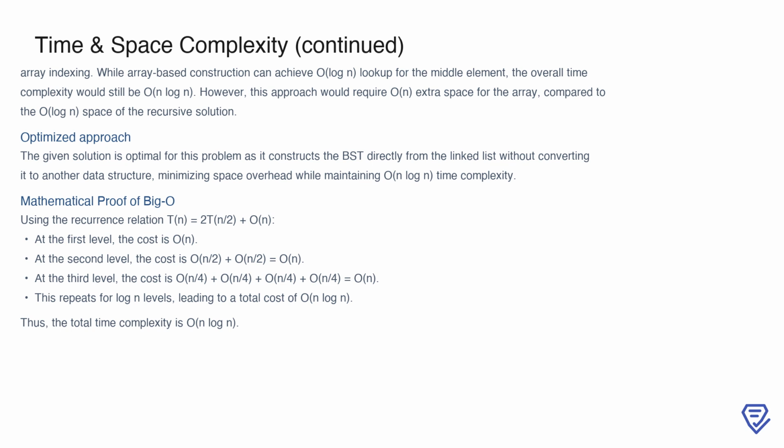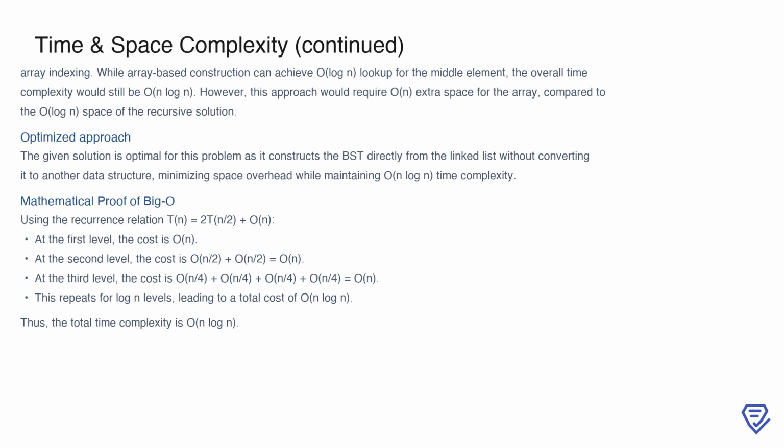However, this approach would require O(n) extra space to store the array, whereas our optimized solution avoids such overhead by constructing the BST directly from the linked list. This makes it more space efficient with O(log n) space complexity due to the recursive call stack. Finally, we can mathematically verify the O(n log n) time complexity.